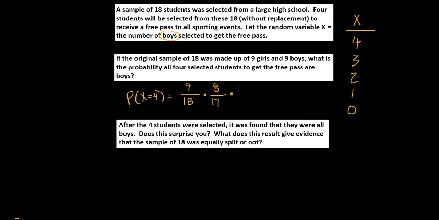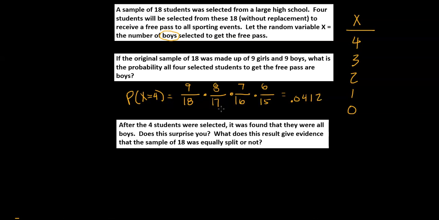Then I need a third boy. Well, now there's only 7 out of 16 boys. And lastly, I need a fourth boy. There are 6 out of 15 boys. So to get my final answer, I'm going to take 9 times 8 times 7 times 6 in the numerator, and I'm going to divide that by the denominator of 18 times 17 times 16 times 15. And I get 0.0411.